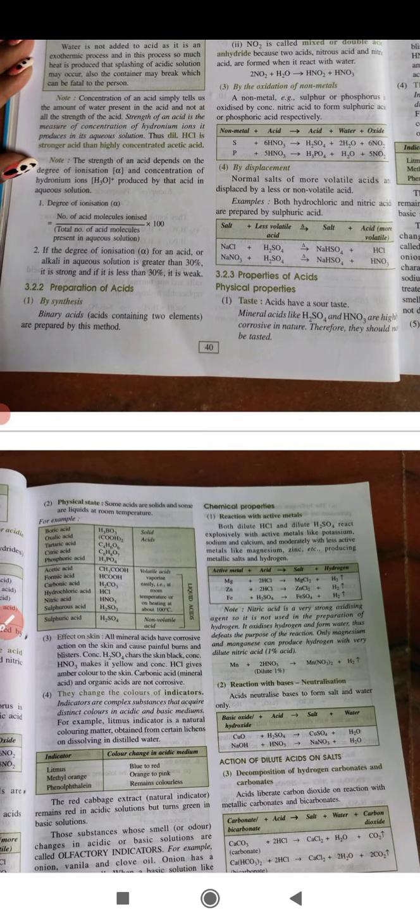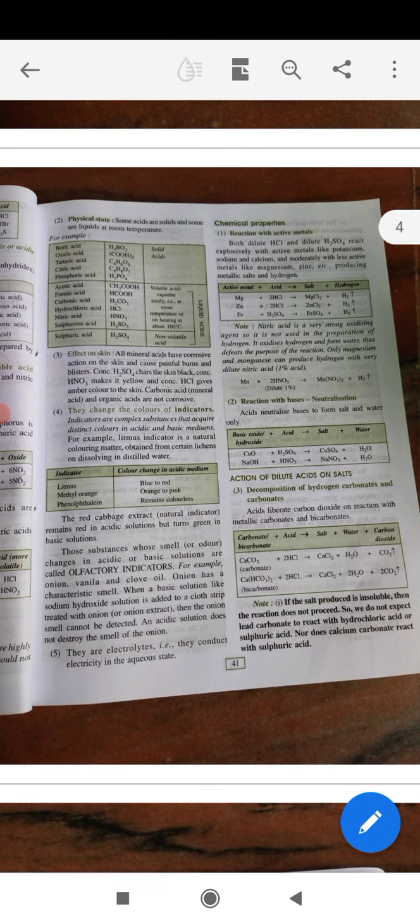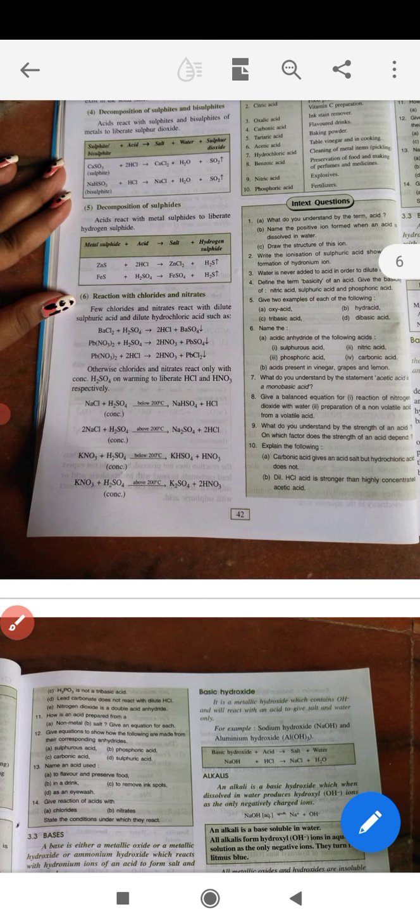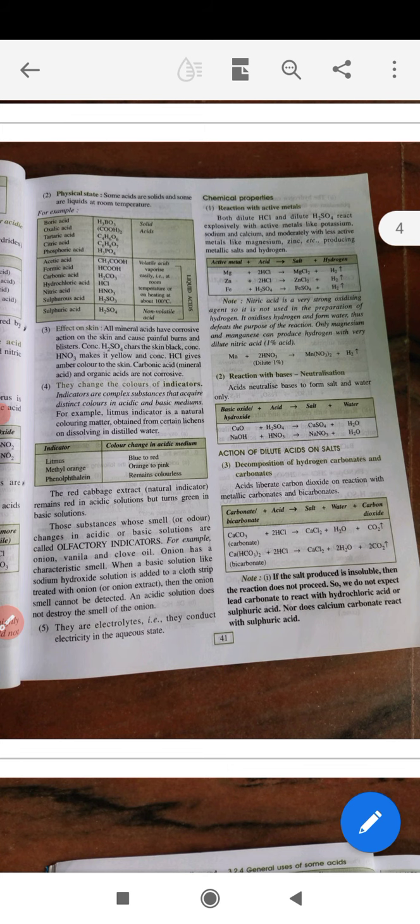Now come to the properties of acids. Physical properties: acids are sour in taste. Regarding their state, only boric acid is in the solid phase, most of the others are liquid, and some of them exist in both liquid and gas. Then their effect on skin. Students, up to this portion is the first class. So just read this. If you feel a problem, you can call me, I can explain to you.